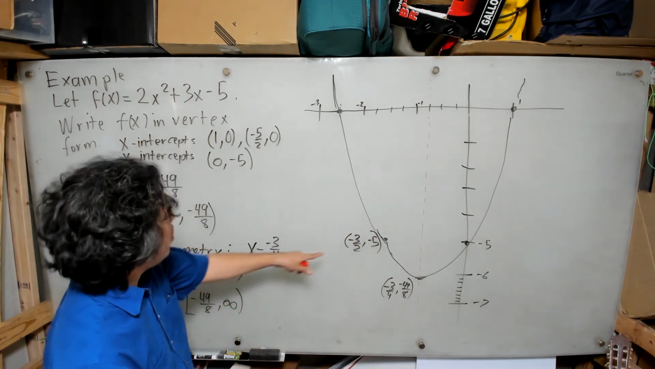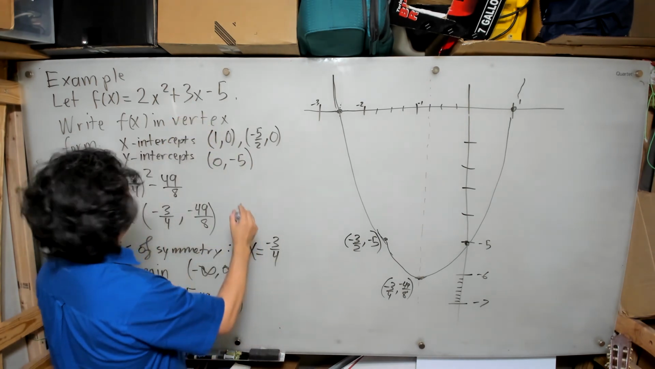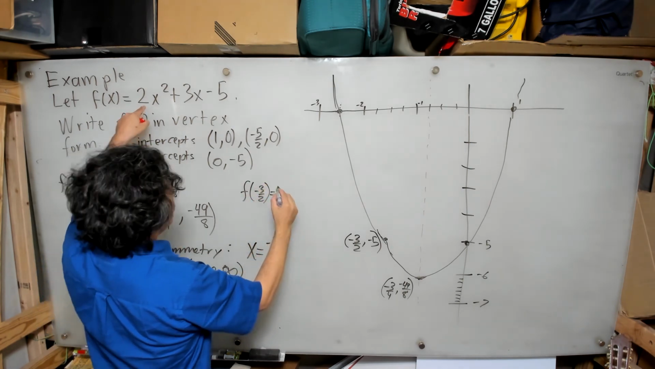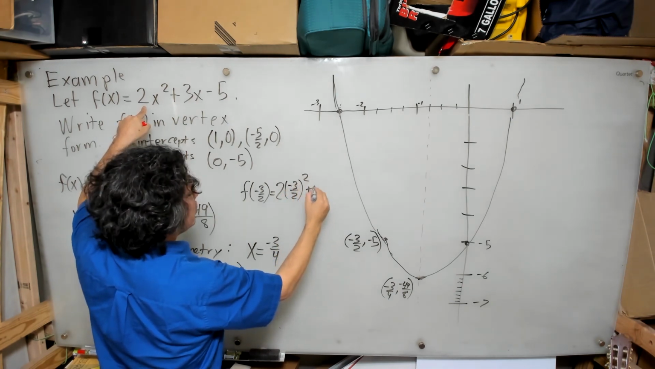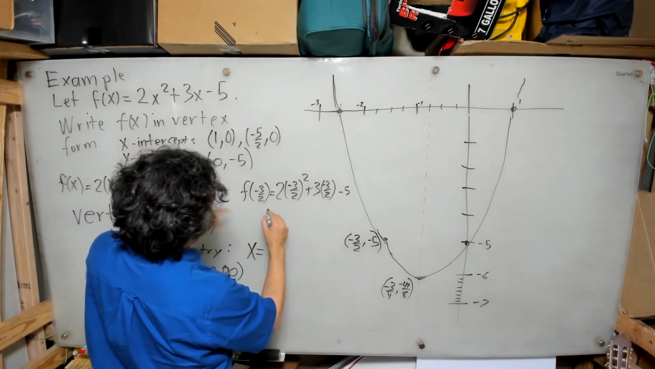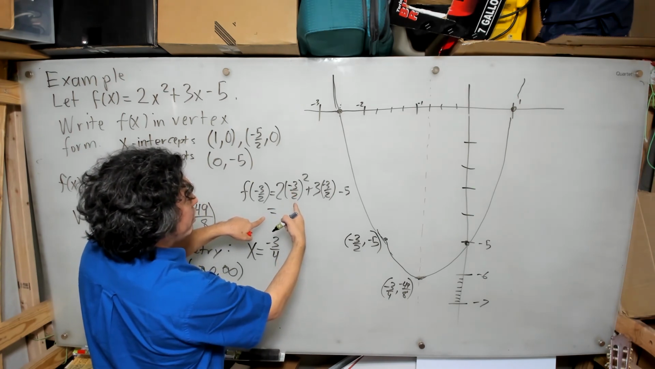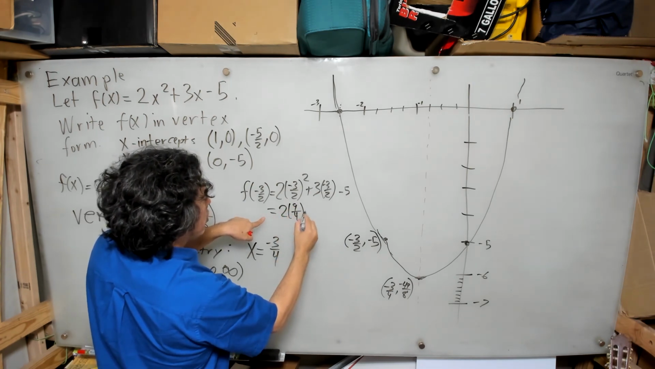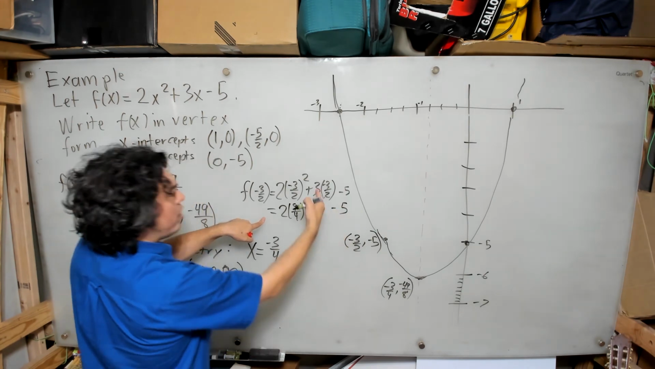These are my x-intercepts, -5/2, 0 and 1, 0, and this is my y-intercept. And of course, if I wanted to, I could plug this in here to see if it indeed gave us the result. Let's do that real briefly. f of -3/2 is equal to 2 times (-3/2) squared plus 3 times (-3/2) minus 5. This is going to be (-3/2) squared, which is -3/2 times -3/2, which will be +9/4. So 2 times 9/4 minus 9/2 minus 5.